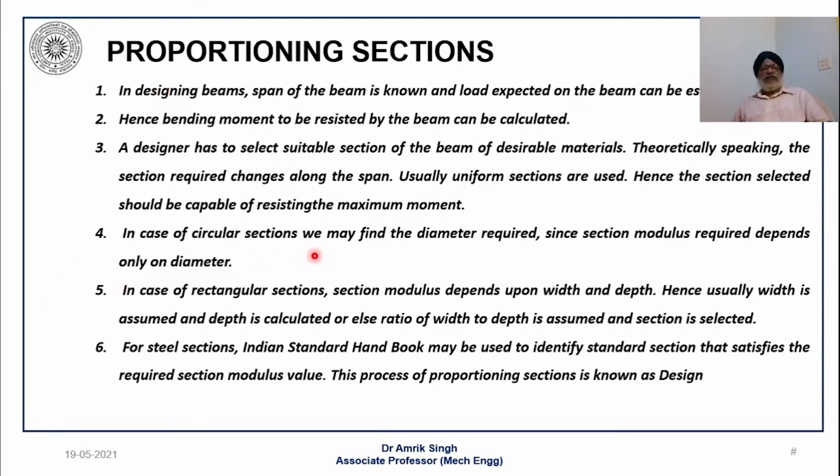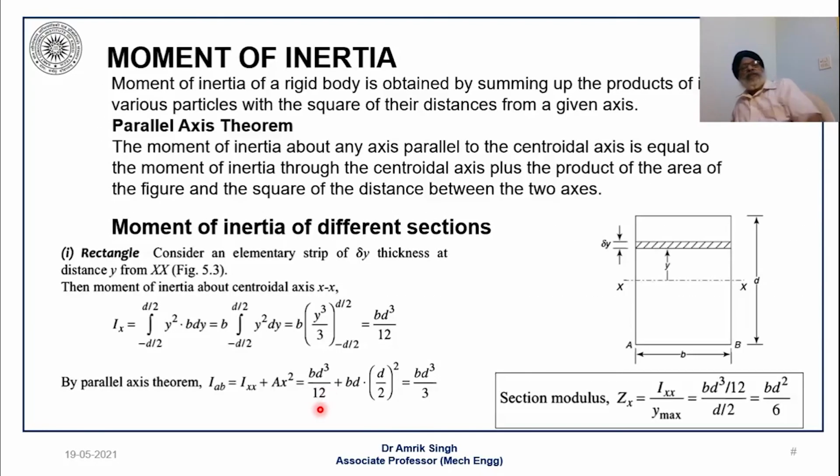In the case of a circular section, we may find the diameter required, since the section modulus required depends upon the diameter. In the case of a rectangular section, we have to find the width and the depth. And for steel sections, we can use the ISI book or the steel book, which gives all these parameters, and we can proportion the beam according to those parameters.